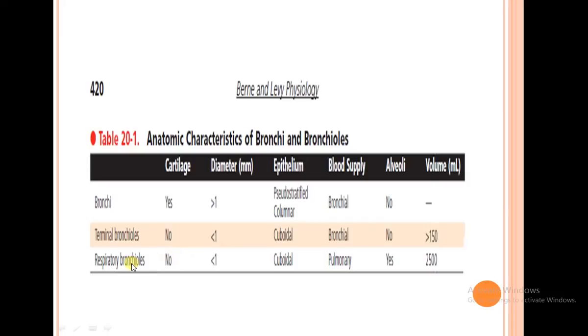Then are the respiratory bronchioles. Again, they do not have cartilages in their wall. Their diameter is less than 1 millimeter. Their epithelium is cuboidal in nature, and they lack the serous or the mucous glands. Although the epithelium is cuboidal, it is still ciliated. Cilia are present in it.